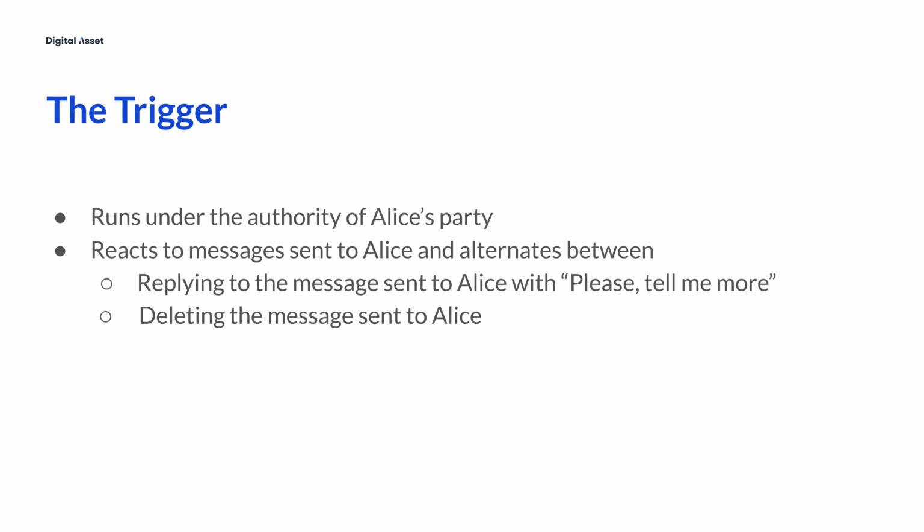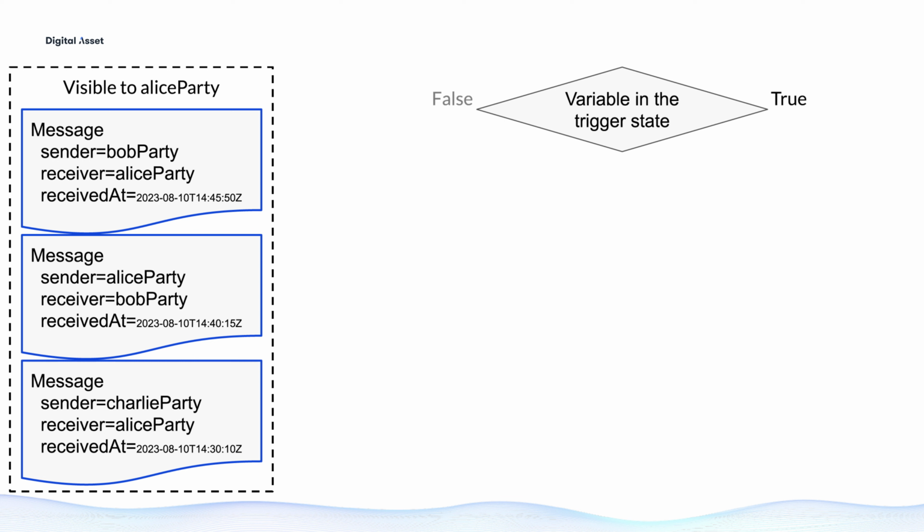The bot needs an algorithm or rules for what it should and shouldn't do. For example, we don't want it to respond to messages sent by Alice, only to messages received by her. Since the only source of data for a Daml trigger is the ledger, before implementing the trigger in code, we should formalize the rules for our trigger in terms of contracts on the ledger. In the logic of the trigger, we're going to use the internal state of the trigger containing a Boolean variable, which will be toggled from true to false or from false to true every time the trigger runs.